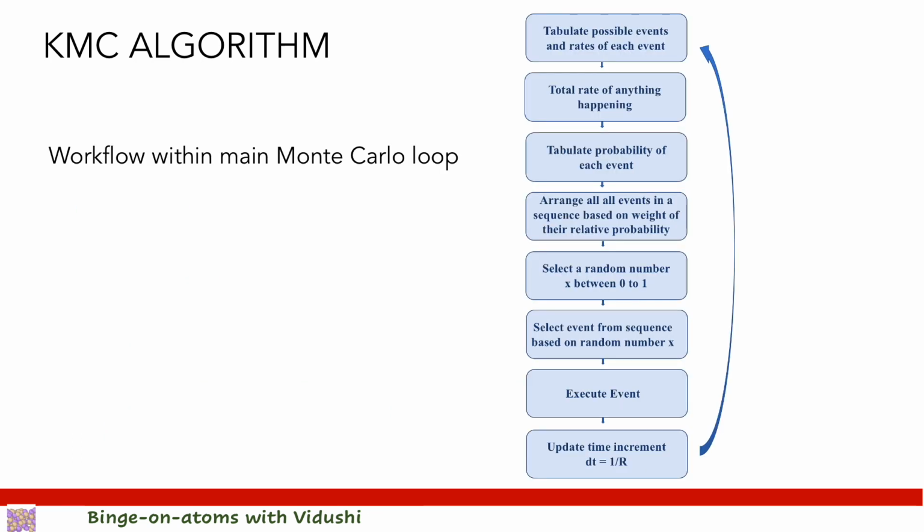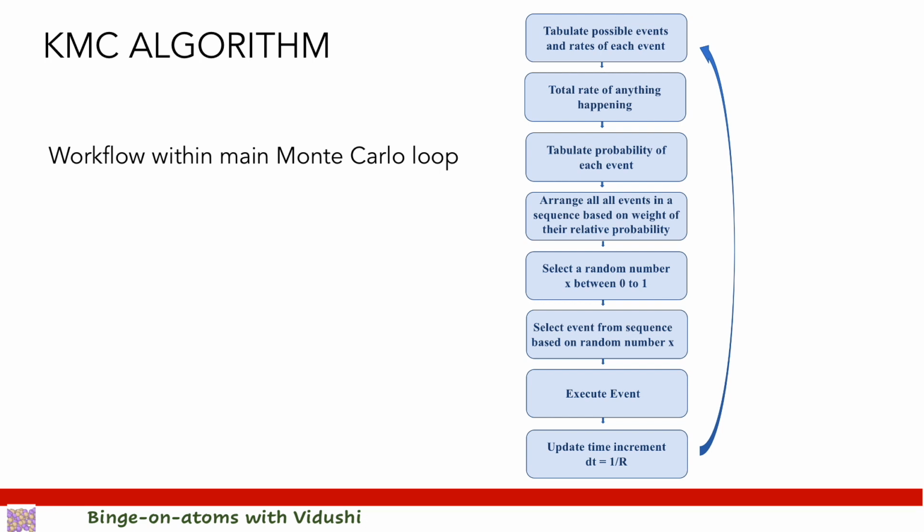Before starting with the code, I will first explain the workflow within the main Monte Carlo loop. First, based upon the present state of the system, all possible 6 events and the rate of all 6 events are tabulated. That is, how many times each event can occur in this current system. Locations of each event are to be tabulated in a separate matrix. Next, the total rate of anything happening is determined, and based upon the total rate, the probability of each of the 6 events happening is determined. All the 6 events are then arranged in a sequence based on their relative probability weight.